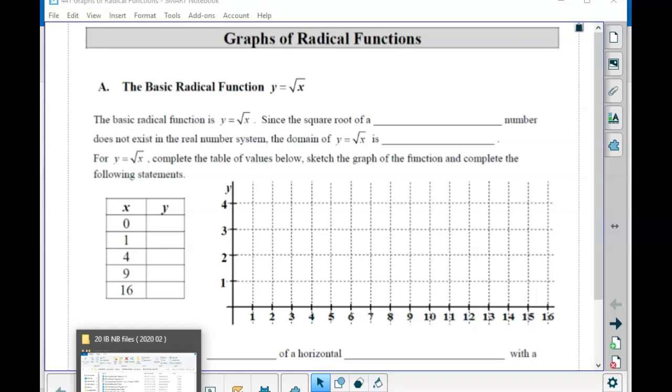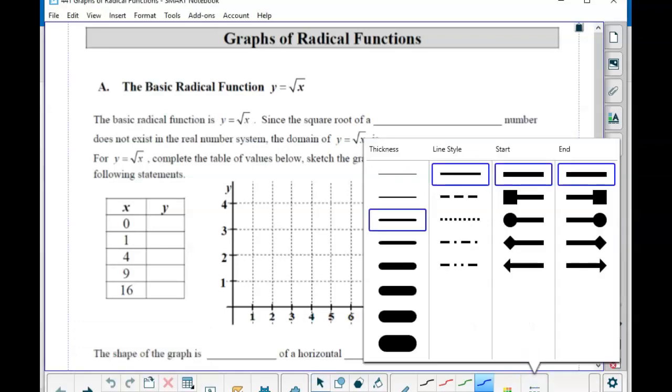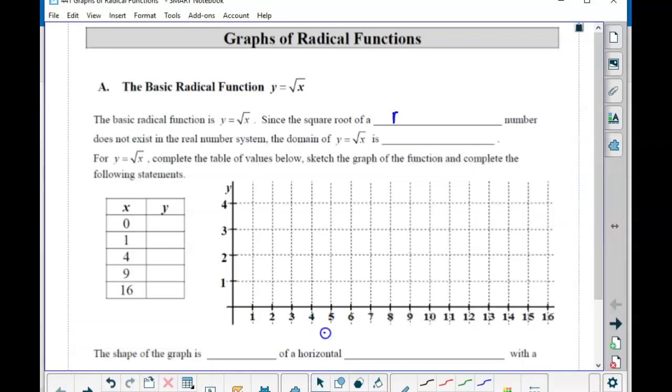Base radical function y equals root x. The square root of what kind of number does not exist in the real number system? So what can't you take the square root of? Negative. So the square root of a negative number does not exist in the real number system. The domain of y equals root x is x has to be greater than or equal to 0.